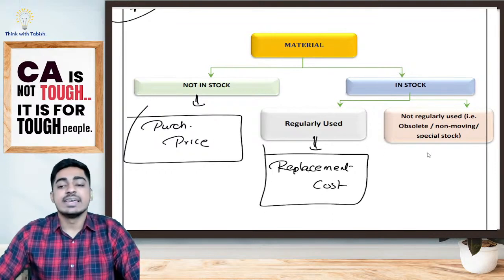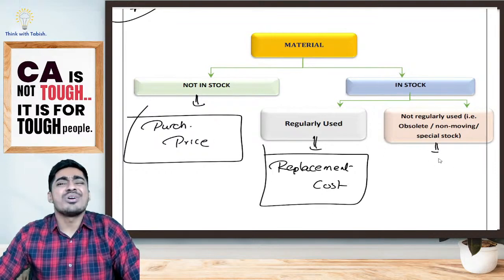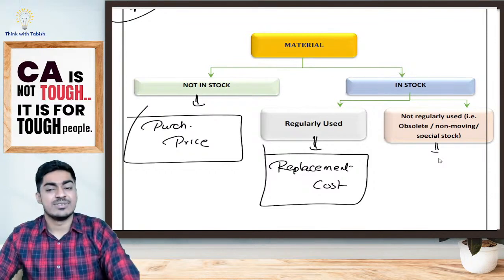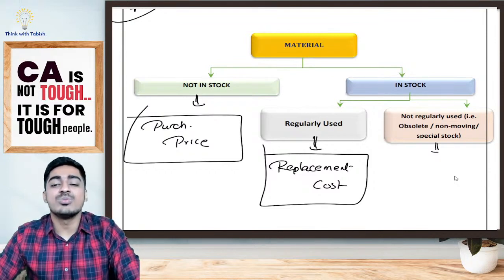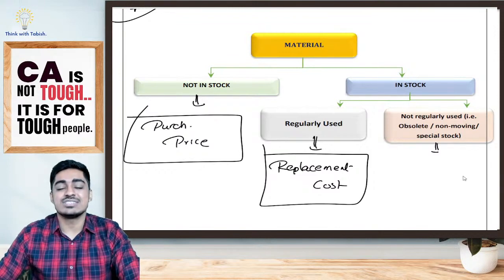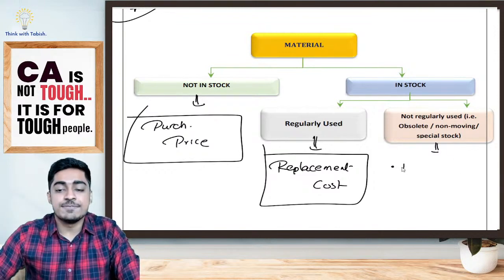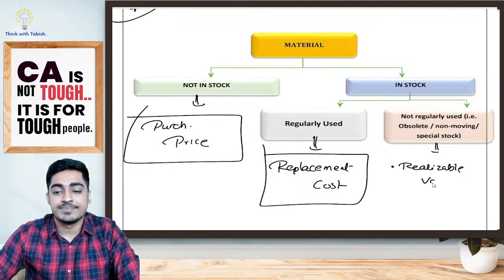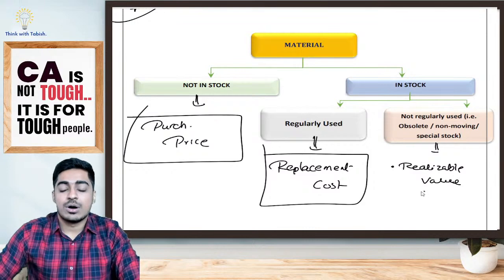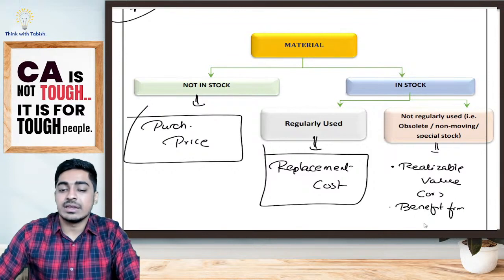If material is in stock but it is not regularly used, it was lying idle, it is obsolete, non-moving, special stock, so we are planning to dispose of it anyway. What is relevant? If we sell it as scrap, how much is the realizable value we get? Or if we have any alternate use, what is the benefit from alternate use?